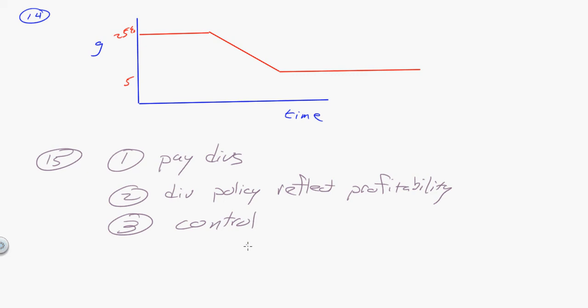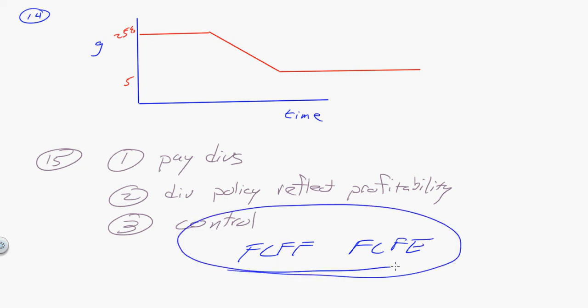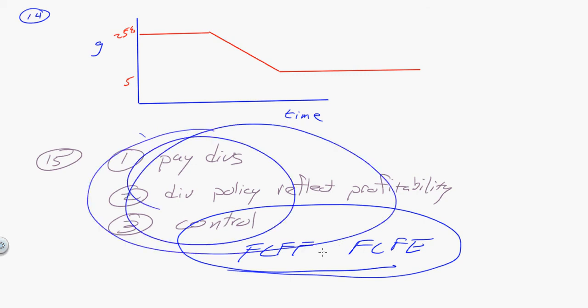16, define free cash flow to firm and free cash flow to equity. All I want you to know is the equation in your book, and that the next step, which we're not going to get to, is that for most firms you don't use the dividend discount model because these 3 things don't apply, so you need something else, a free cash flow model of some sort.